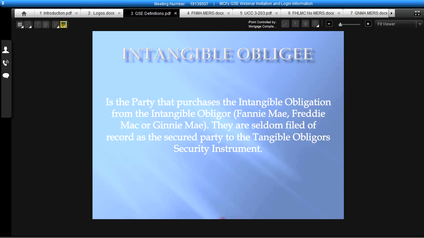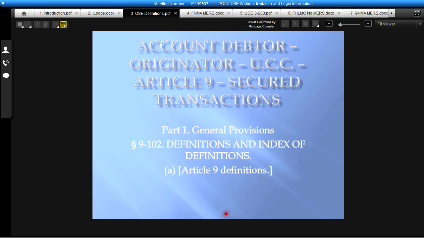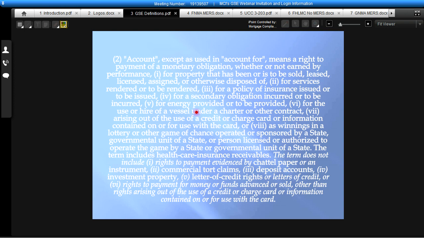Account debtor. This is a real word. Account debtor is also an originator. Under UCC Article 9, under Secured Transactions of Part 1, 9-102, in the definitions and index of definitions, we have account. Account, which means a right to payment of a monetary obligation, whether or not earned by performance.